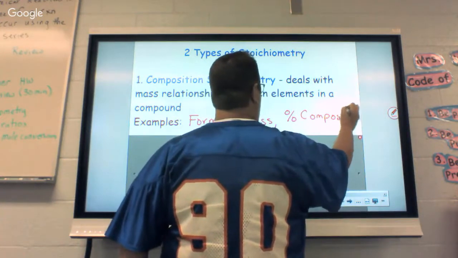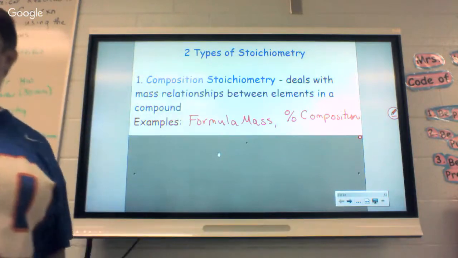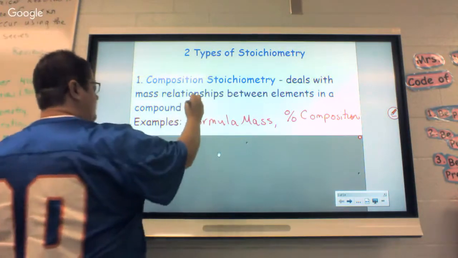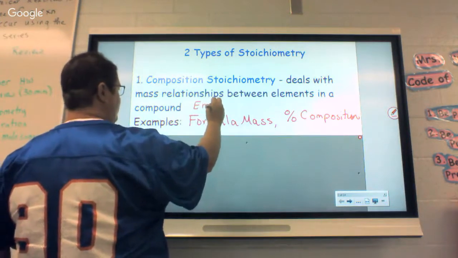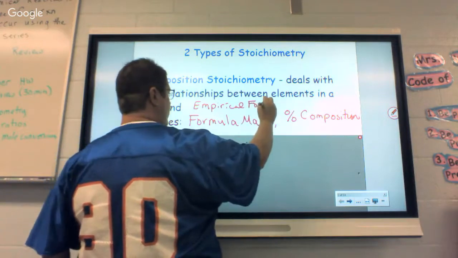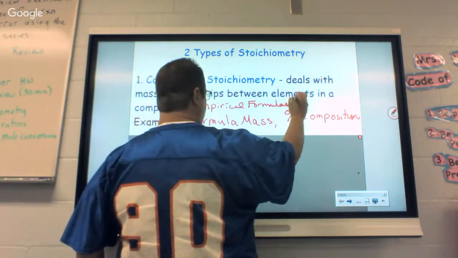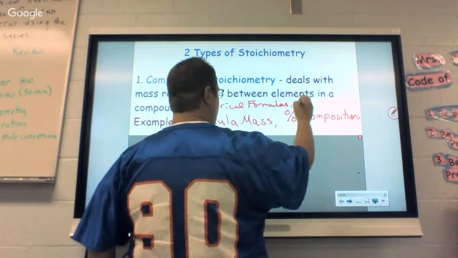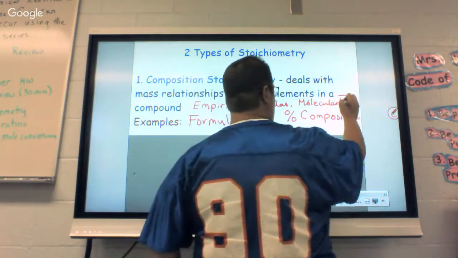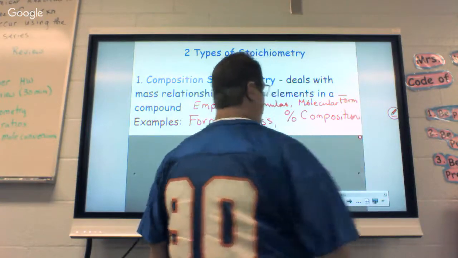Two more I want. Molecular mass is the same as formula mass. Empirical formula. There you go. Empirical formulas and molecular formulas. All right, those are the major ones.